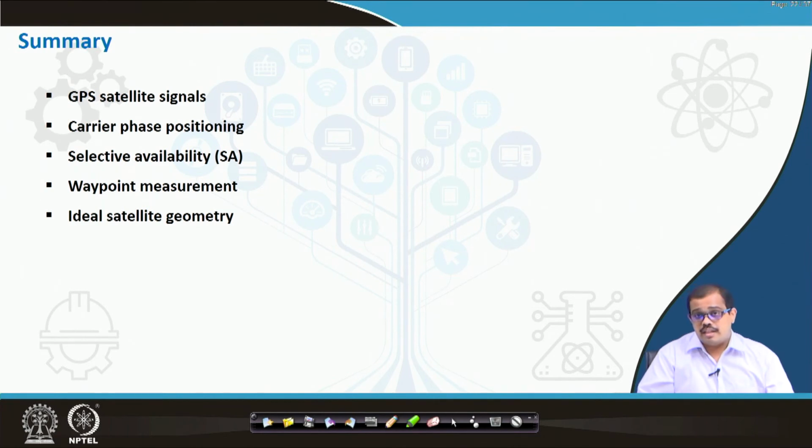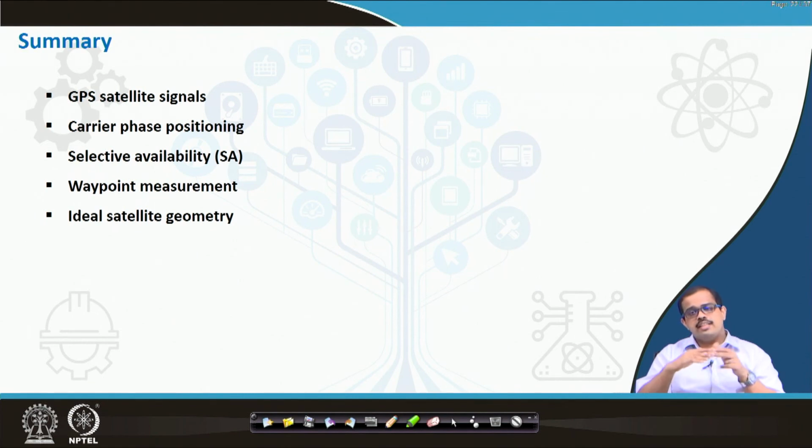Then we looked at carrier phase positioning, which is extremely useful in terms of positioning yourself on the ground. And the next point that we looked at is selective availability. I did say that selective availability gives you a huge error of up to 100 meters. If selective availability is not there, the error can go up to 15 meters, and if you have a WAAS system, then it is 3 meters.